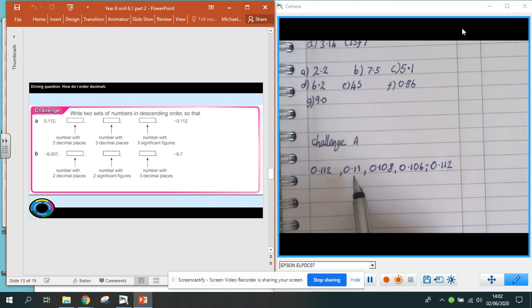So as long as your first number has 2 decimal places, like this one, your next number has 3 decimal places, like this one, and your final number has 3 significant figures, like this one. 3 significant figures just means 3 decimal places, really. It's quite easy in this case. So, B.